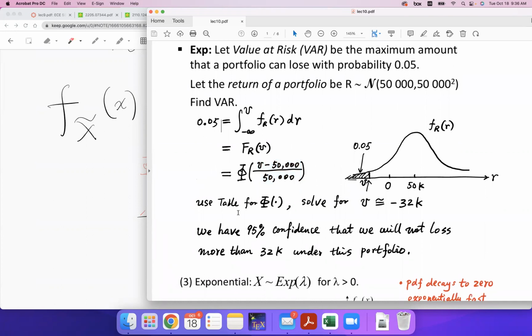Putting everything together, what we can say is that with more than 95% confidence, we will not lose more than 32,000 under this portfolio. Because this event happens with probability 5%, the complementary event happens with probability 95%. So with this much probability, the return will be bigger than or equal to this threshold V.